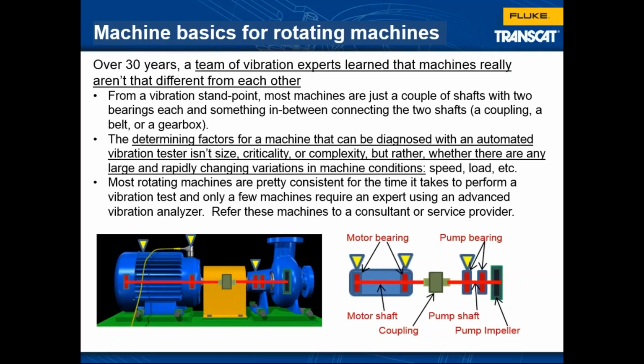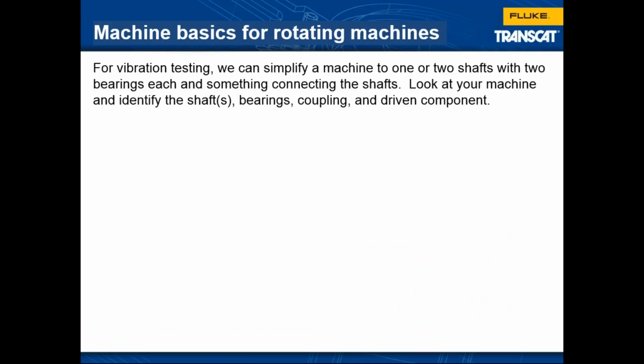If you think about it, a simple motor pump, from a vibration standpoint, is really just a motor shaft with two bearings, a pump shaft with two bearings, and something hanging on the end. So if we're looking for common vibration problems, it really isn't that complicated. And a lot of vibration experts over the years have built a lot of rules and a lot of templates and baselines to help us identify the standard machines. So we can simplify when we look at a machine.